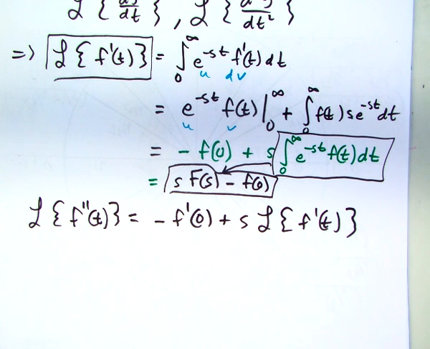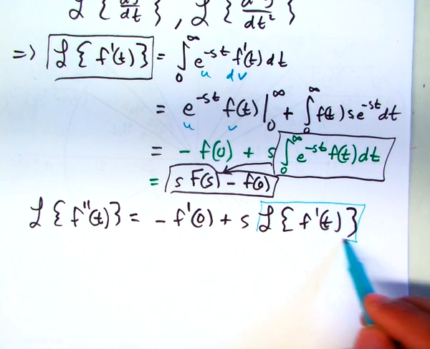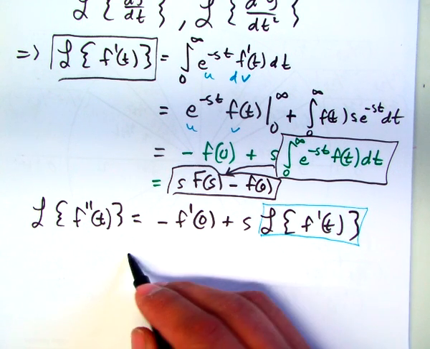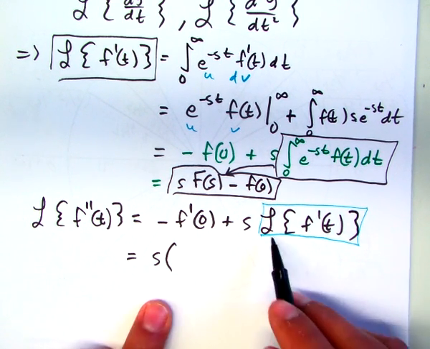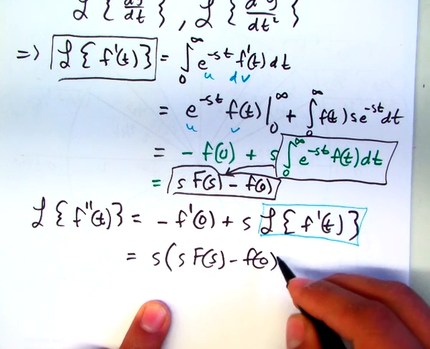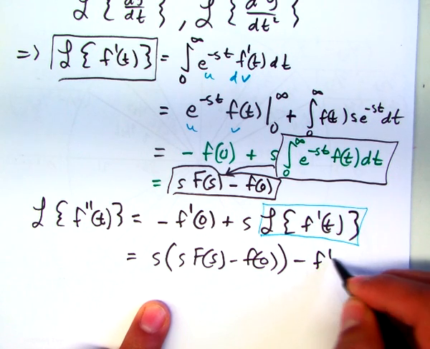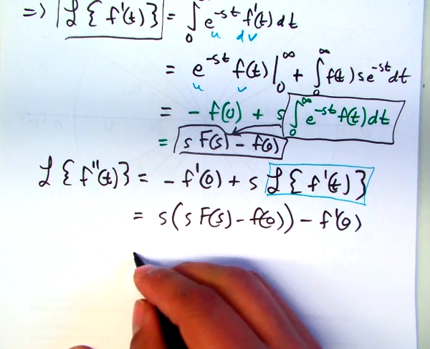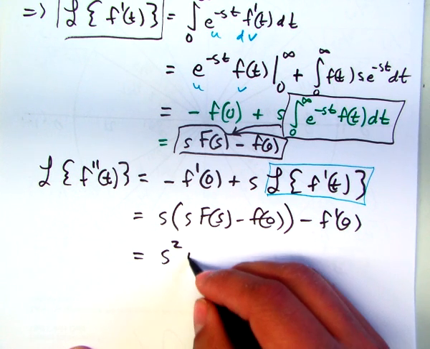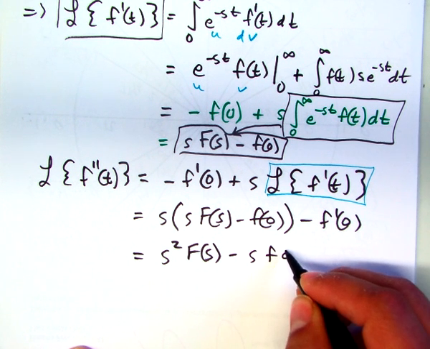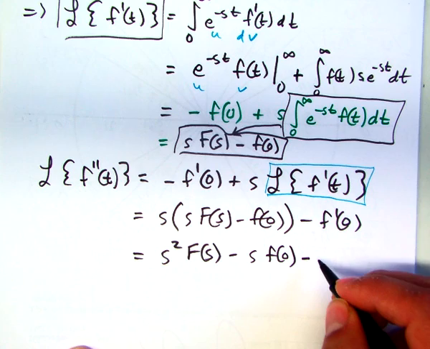And now here, what we'll do is apply the pattern that we've seen one more time. So let me put that term first. We'll have s, and then the transform of f prime, I'm just plugging in s times F of s minus f of 0. And we still have minus f prime of 0 from above. So we get s squared times the transform minus s times f of 0 minus f prime of 0.